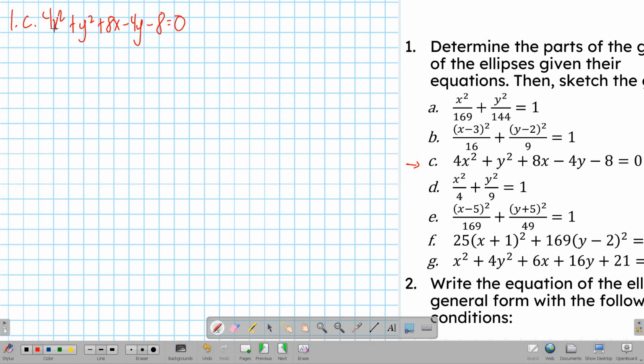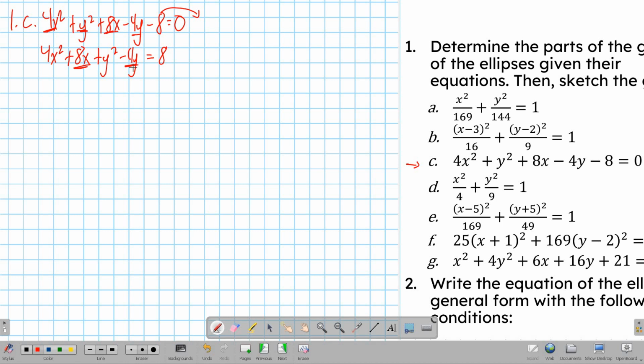First, write together the ones with the same variables and transpose the constant to the right side. So therefore, we're going to have 4x squared plus 8x plus y squared minus 4y equals positive 8. So we see we have first degree terms here, which can imply that we're going to have x minus h and y minus k respectively, because if not, it will just simply be x squared and y squared.